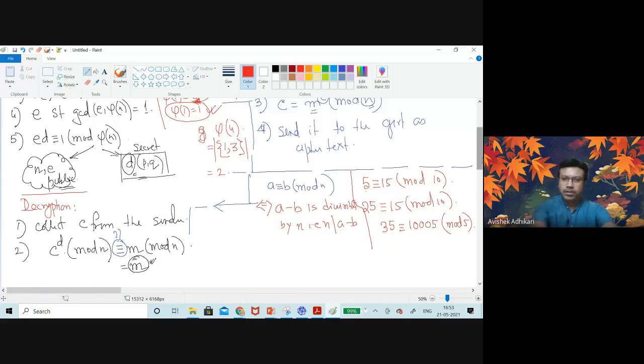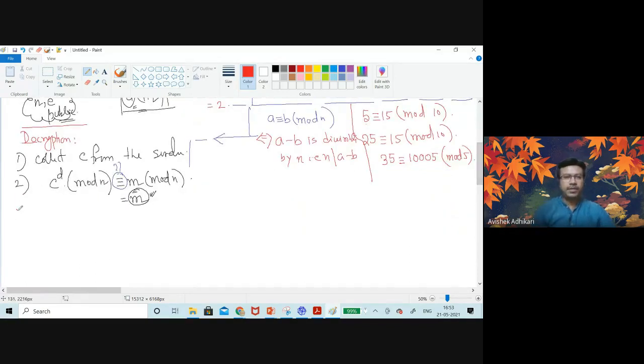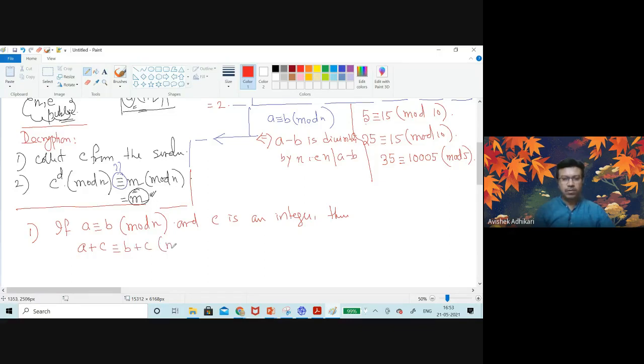Clear? But this notation has tremendous power of calculation. How? It has very primitive basic properties. What are the properties? One very important property: if a is congruent to b modulo n and c is an integer, then a plus c is congruent to b plus c modulo n. So you can add the same thing on both sides. For example, if you add 2 on both sides, then this is 1007 modulo 5. This property remains the same.